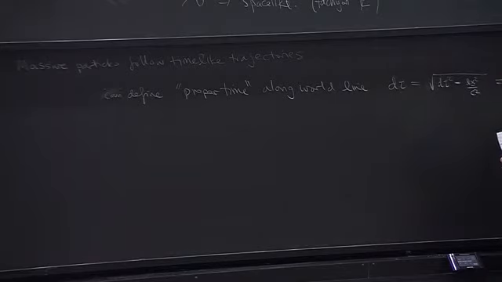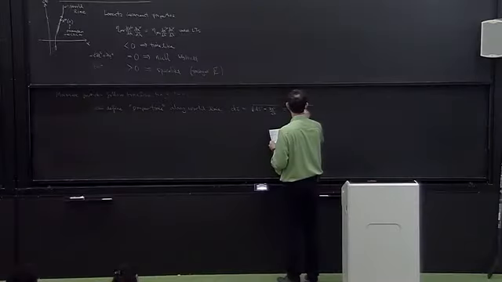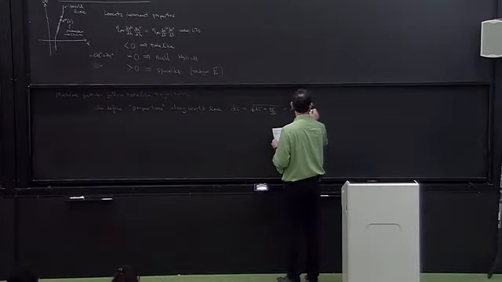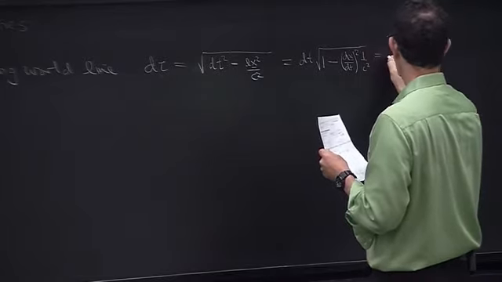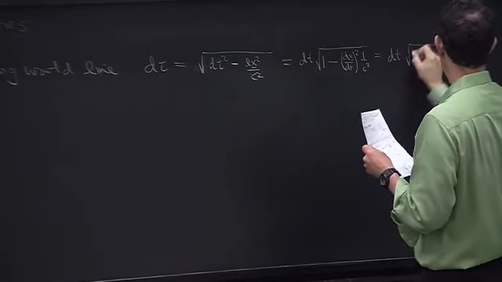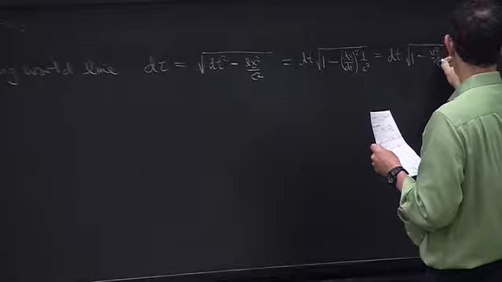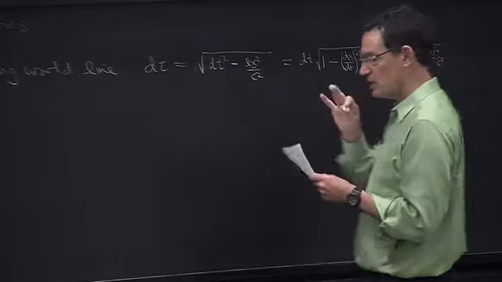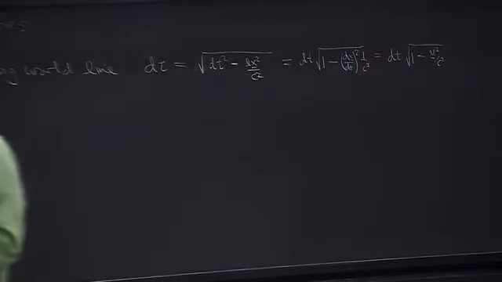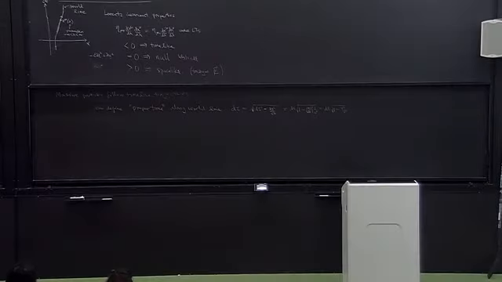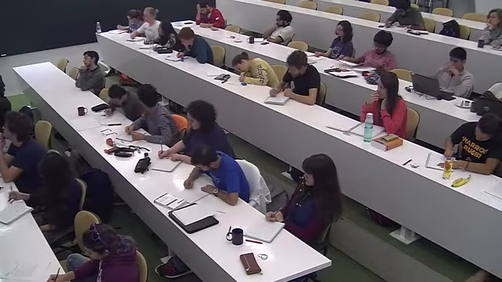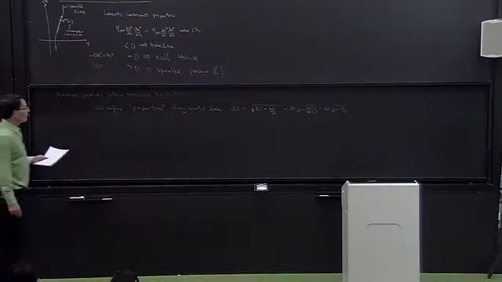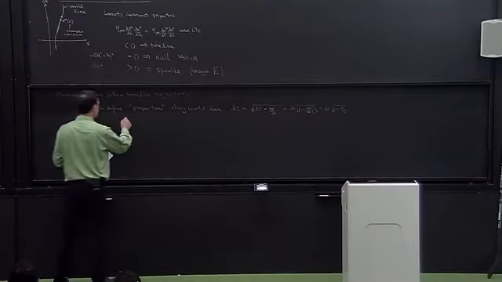Okay, so this is obviously equal to dt square root of 1 minus (dx/dt) squared over c squared. And that's, of course, 1 minus v squared over c squared. So v is the velocity of the particle in the frame that I'm using. And so this is the proper time along the particle world line. Now, when we have this proper time, it's Lorentz invariant.